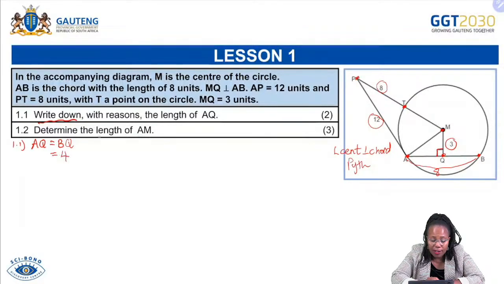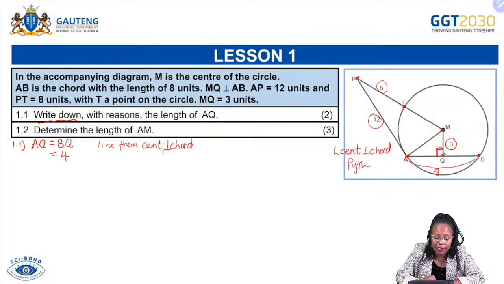Why are they equal? It's because of the line drawn from the center perpendicular to the chord, because it is given as 90 there. If you are given 90, the reason must talk to perpendicular there. After calculating the value, you can bring it into the diagram now. This is 4. And then you have 2 marks, that is 1 for finding the 4 value and 1 for giving the correct reason there.